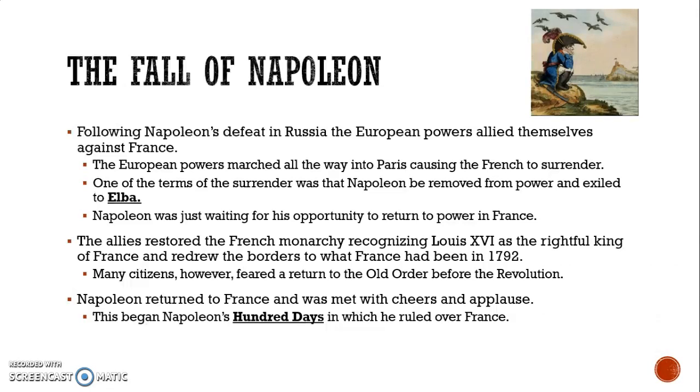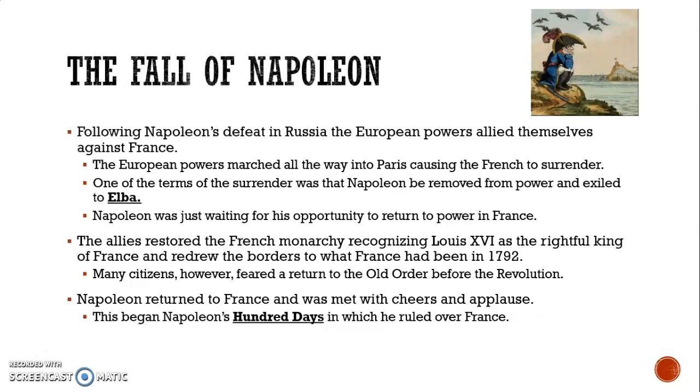Following Napoleon's defeat in Russia, the European powers allied themselves against France, and they were able to defeat France by marching all the way into Paris after attacking them multiple times. One of the terms of France's surrender was that Napoleon be removed from power and exiled to an island called Elba. Napoleon was just waiting for his opportunity to return to power in France, though. The Allies were able to restore the French monarchy, recognizing Louis XVI as the rightful king of France, and then redrew the borders to what France had been in 1792. Many citizens, however, feared a return to the old order before the French Revolution.